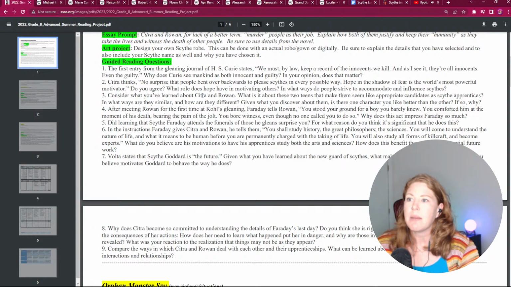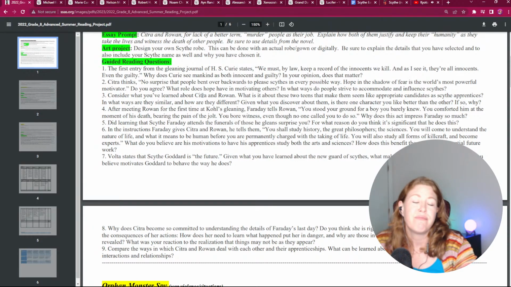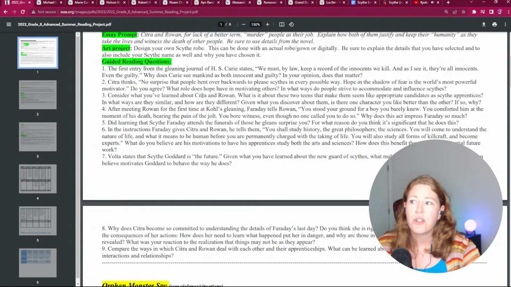Given what you discover about them, is there one character you like better than the other? If so, why? No, there is not a character I like better than the other. I like both of them. And I think maybe you're supposed to not like Rowan at the end of the book. There's a possibility or not.